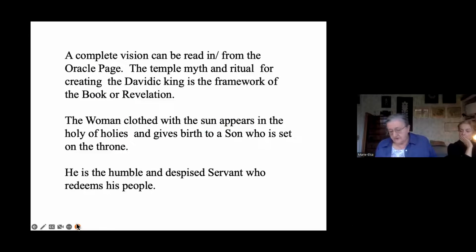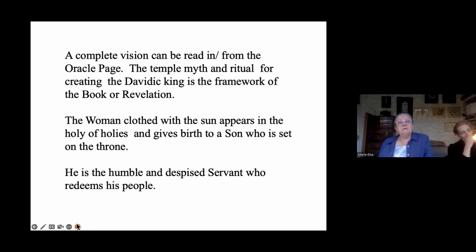Now, I'm going to show you just one example of how a familiar, if you like, biblical story can be read from this oracle page. So a complete vision can be read from the oracle page.